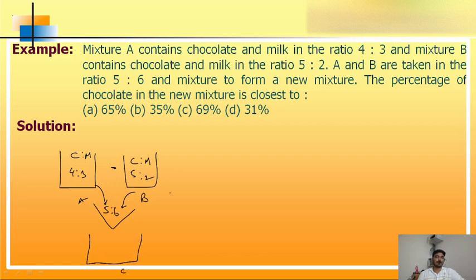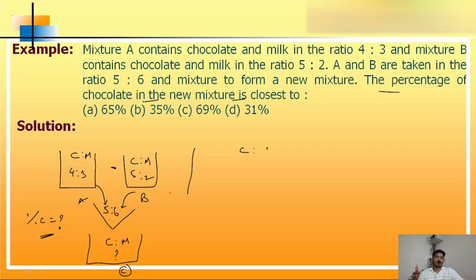to form a new mixture. So let us assume a new mixture C was formed. This one also contains chocolate and milk in some defined ratio. What he asked in the question is the percentage of chocolate in the new mixture, closest to. So we need to find the percentage of chocolate here. This was the question. We can go directly with the shortcut method, and if you want to solve by the traditional method, you can also solve it and get the same answer.